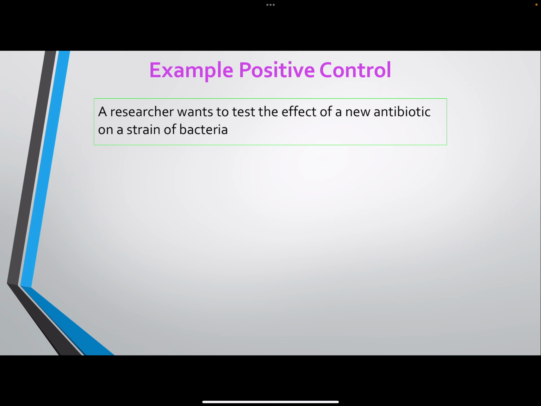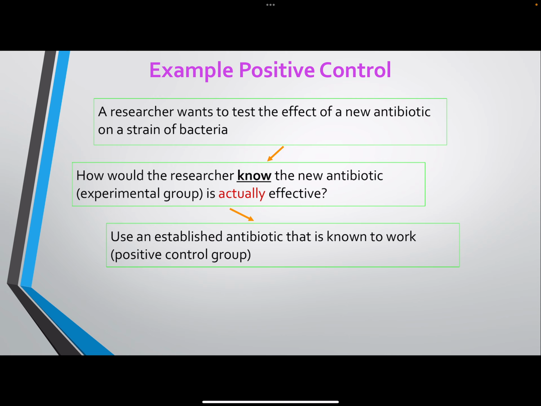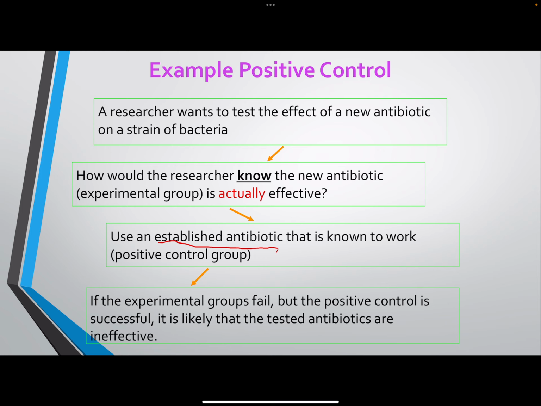An example of positive control: a researcher wants to test the effect of a new antibiotic on a strain of bacteria. So for the positive control, you'd give it a pill that works on that bacteria. How would the researcher know if the new antibiotic is actually effective? You want to know that. You used an established antibiotic, a known antibiotic that is known to work. That's your positive control group.